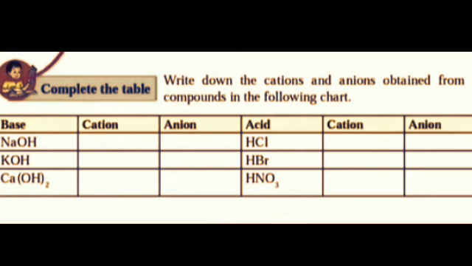See in this table, the base NaOH is given. That means you have to write the cation and anion. So Na+ is the cation and OH- is the anion. Same in acid, H+ is the cation and Cl- is the anion.